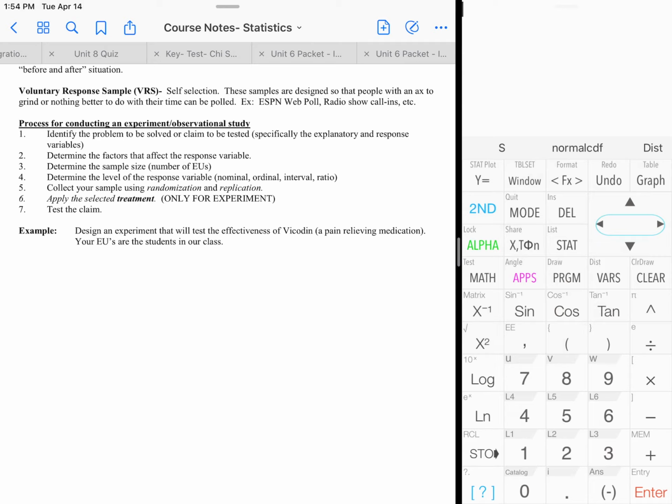So I'll go right to the example. Design an experiment that will test the effectiveness of Vicodin, which is a pain-relieving medication. Your EUs, or experimental units, are the students in our class. Now, I'm doing this as a video, so the experimental units will not be the students in our class, so I'll need a fictitious grouping of students.